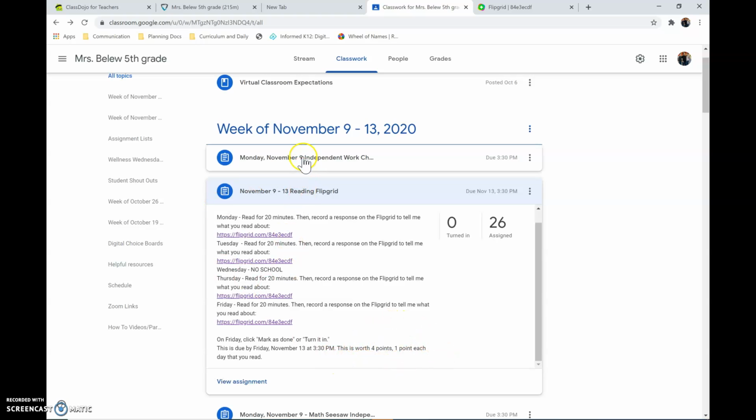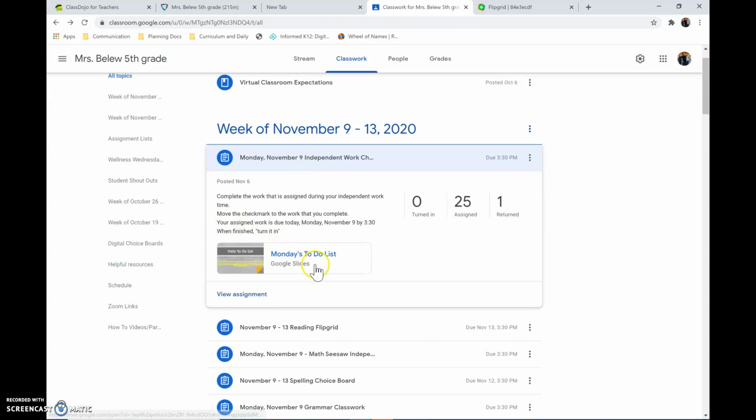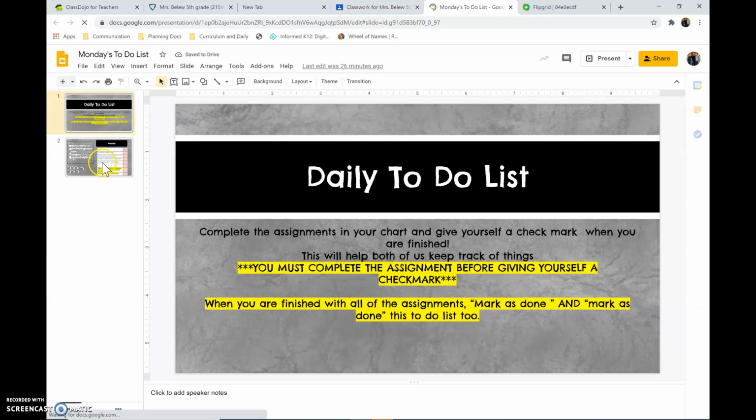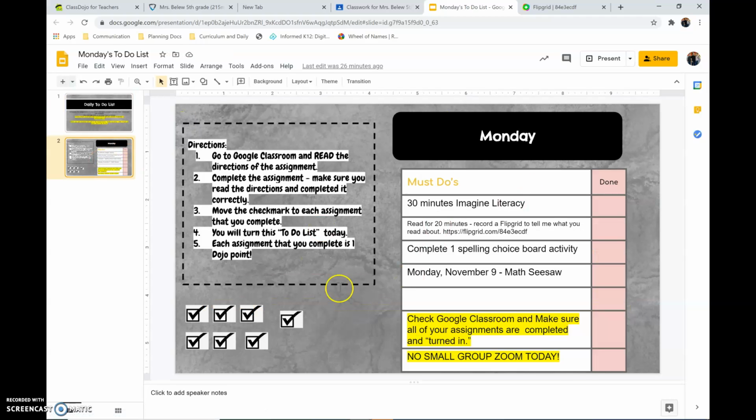And then this I introduced the students to today. It's that to-do list that I sent on Class Dojo yesterday, and it is a checklist. So this is all of her assignments that I just went over with you on this video on Google Classroom. And so she should complete 30 minutes of Imagine Literacy, and after she does that, she moves this check mark. She needs to read for 20 minutes and record her Flipgrid. After she does that, she moves this check mark.